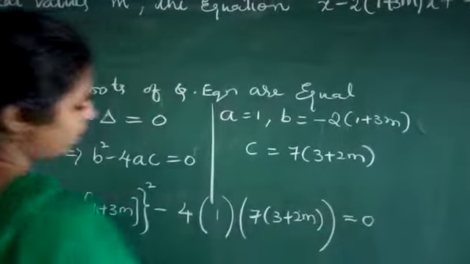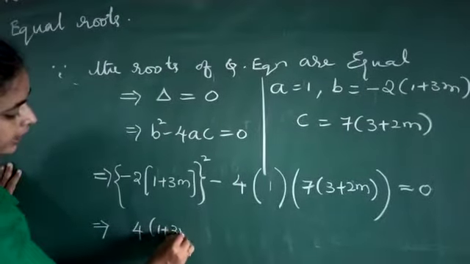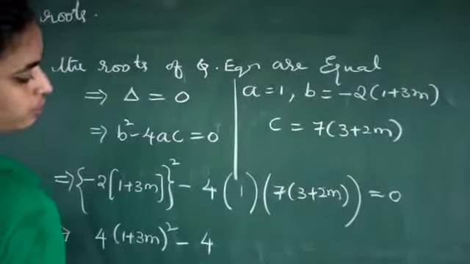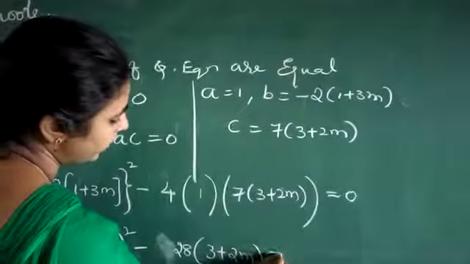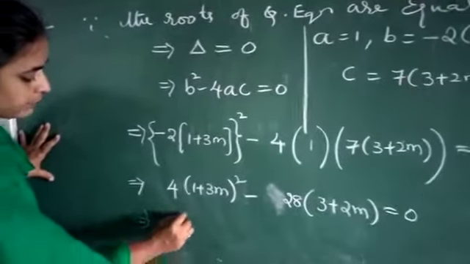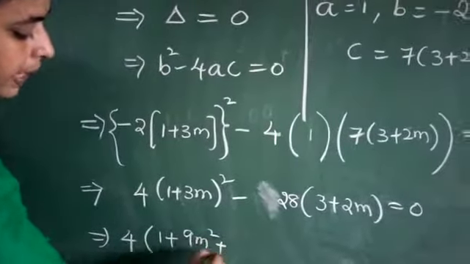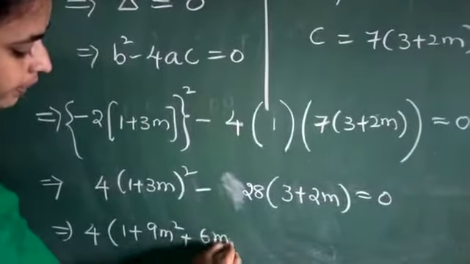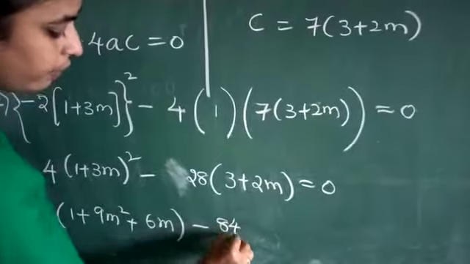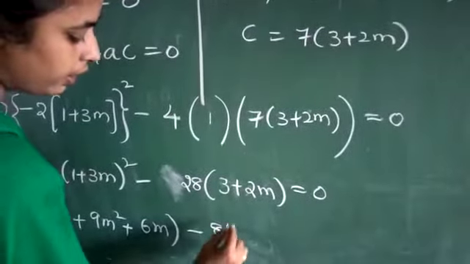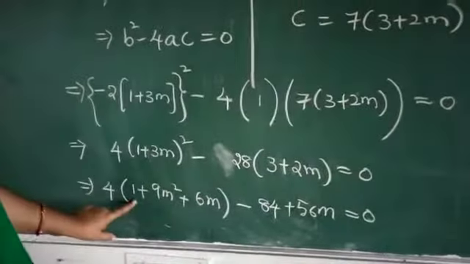equal to 0. Now simplify this. 2 square will be 4, minus square will be plus, 4 into (1 plus 3m) whole square, minus 4 into 7, 28, 28 into (3 plus 2m) equal to 0. 4 into, expand this with the help of (a plus b) whole square. 1 square will be 1, 3m square will be 9m square, plus 2ab, that is 2 into 1 into 3, 6m, minus 28 into 3, 84, 28 into 2, 56m equal to 0.